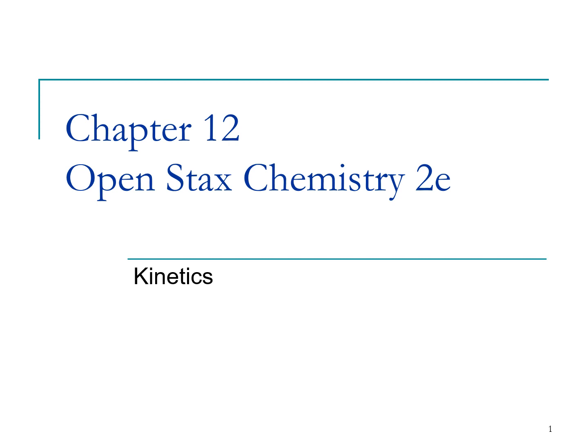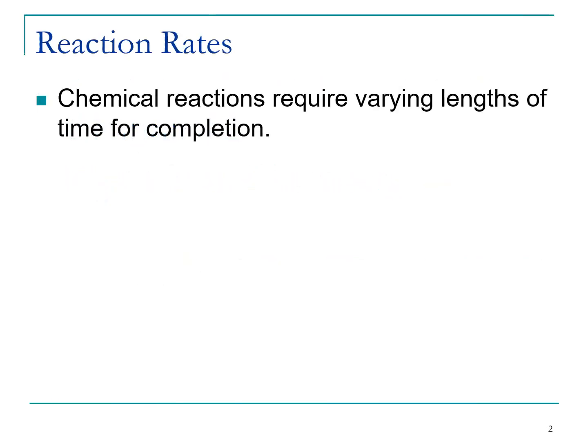Okay, so chapter 12 has to do with kinetics, which is the study of the rate of reactions. So we know chemical reactions require varying lengths of time for completion. For example, we know if you light a match, it burns immediately. Some things you mix together and they come together quite quickly, a precipitate is formed or something like that. But other reactions may take a lot longer.